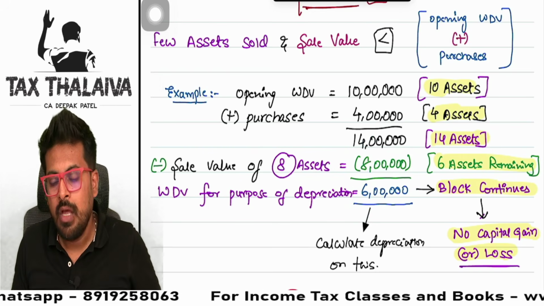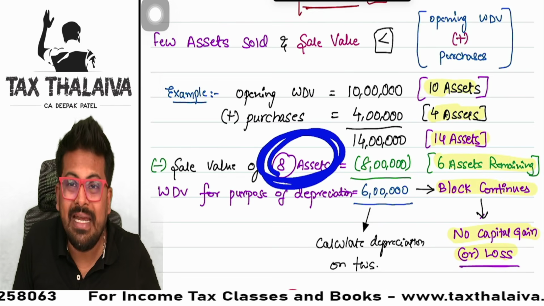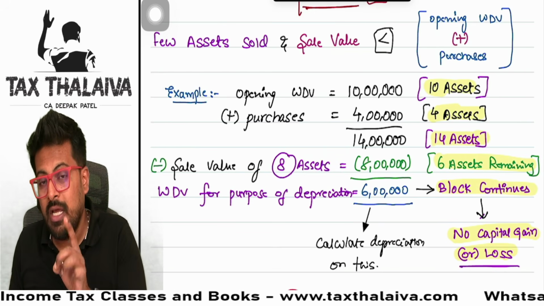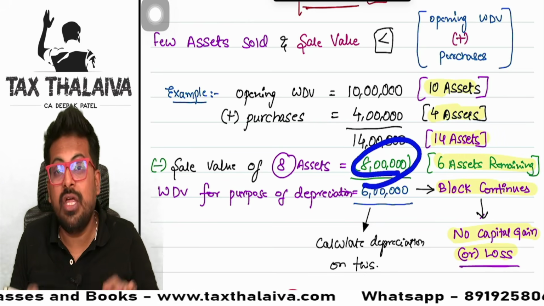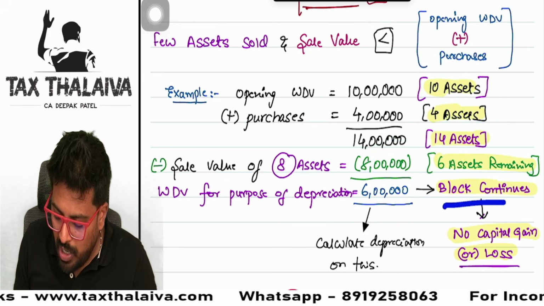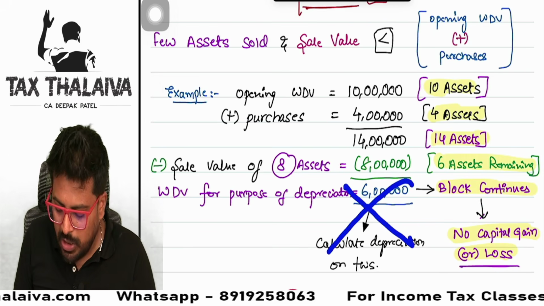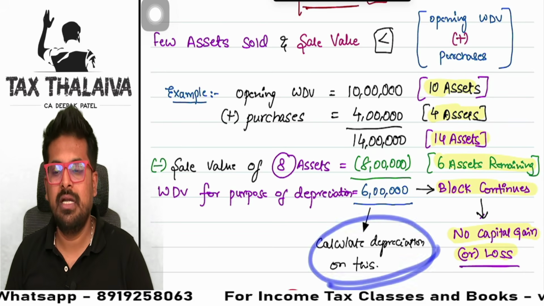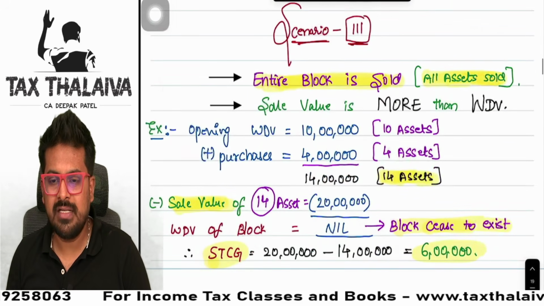I'll tell you why. Because you did not sell all 14 assets. You sold only 8 assets. Still 6 assets are remaining in your block. If you had sold all the 14 assets for just 8 lakhs, then you can say 6 lakhs is a short-term capital loss. But the block is continuing, the block exists here, and that is why there is no short-term capital loss coming here. And the block is existing, on this you will claim depreciation. No capital gain or loss. Third scenario I'll take.